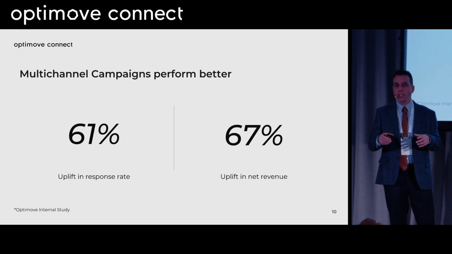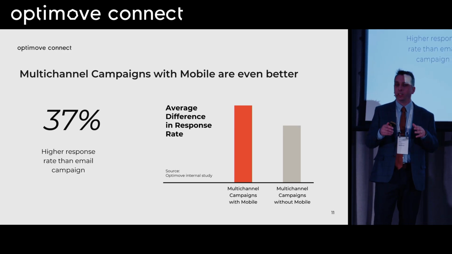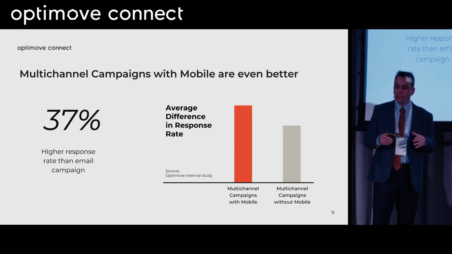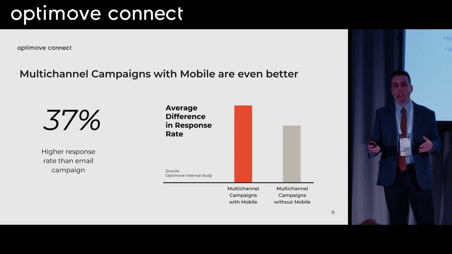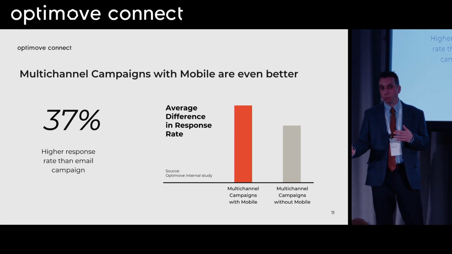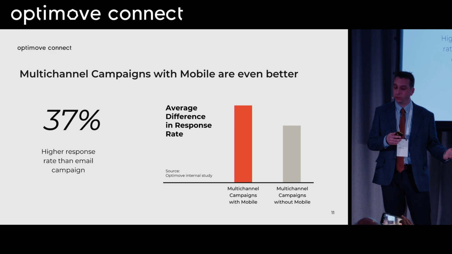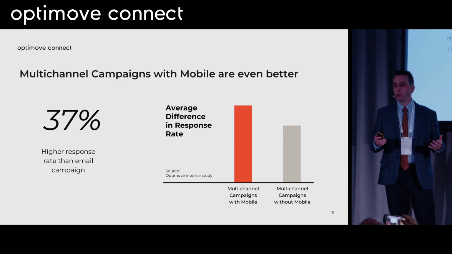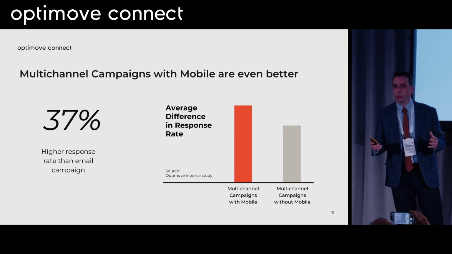Okay, what I want you to take away, you know this is not new. What I want you to take away from this session is that if we add mobile as one of the channels, then the response rates are even higher still. So in an internal study that we did, where we looked at multi-channel campaigns with mobile as one of the channels versus campaigns that didn't have mobile as one of the channels, we see a response rate of a third higher than that. So that's the intro to this session.